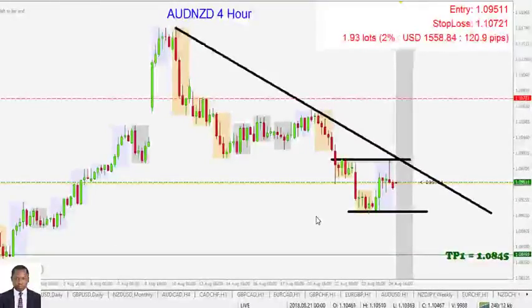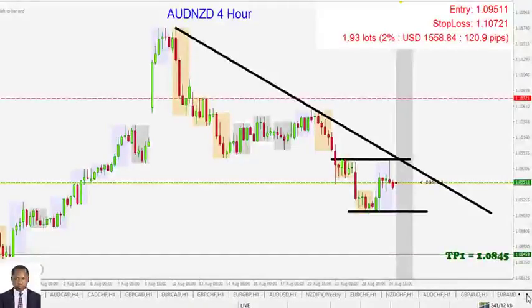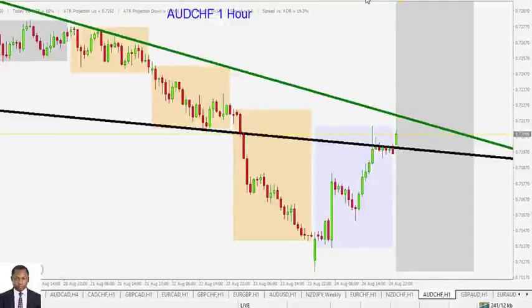Let's look into the Australian dollar against the Swiss franc based on your request. Let's see, because I have gone through all of these pairs. I didn't find any valid trading opportunity, but we can just analyze it to see.